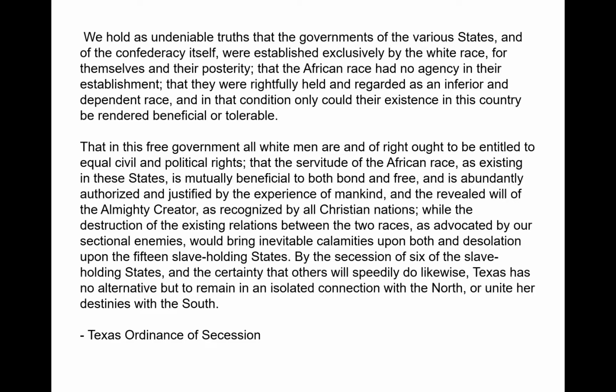By the secession of six of the slaveholding states and the certainty that others will speedily do likewise, Texas has no alternative but to remain in an isolated connection with the North or unite her destinies with the South.